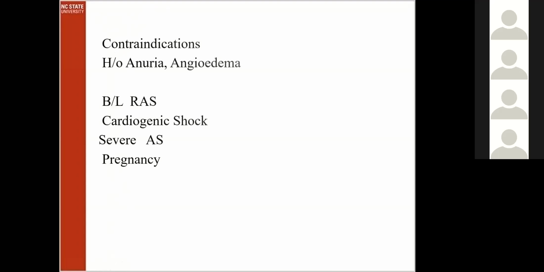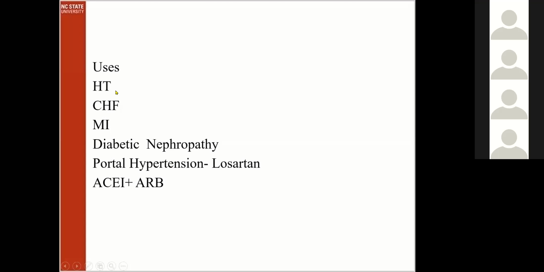Okay, that is adverse effects. Now contraindications: angioedema, you know we cannot use it. Anuria also we cannot. If there is renal artery stenosis, we cannot. Then cardiogenic shock, severe aortic stenosis, and pregnancy, because it is teratogenic, we cannot use ACE inhibitors. Uses, we have already discussed everything. Hypertension; congestive cardiac failure, because it decreases the preload and afterload; myocardial infarction; diabetic nephropathy, I have explained. Then portal hypertension, losartan, we are coming to that point.